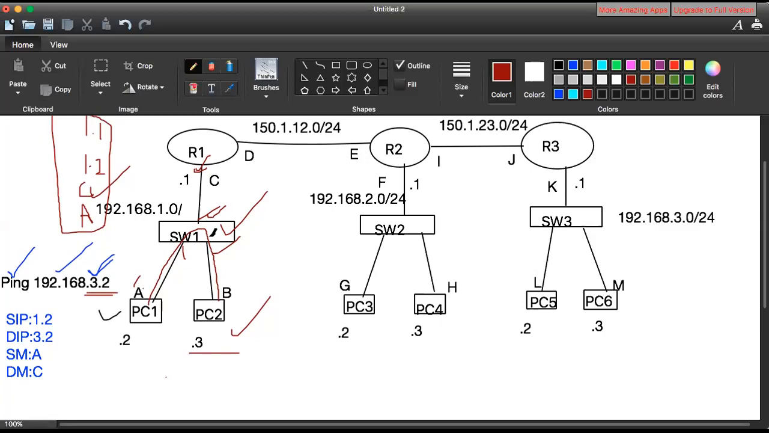Okay. Then maybe in R1 and PC1 I can see that ARP detail, I think, right? Yes. Okay. Thank you.